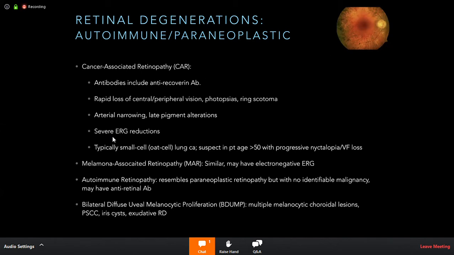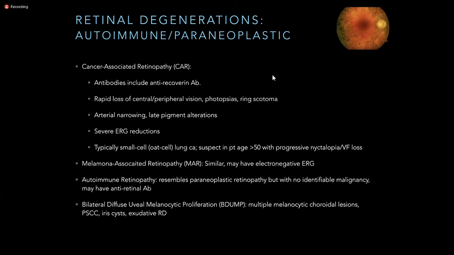Autoimmune retinopathy will resemble CAR and MAR, but in it, there's no identifiable malignancy, and patients may have antibodies. The final paraneoplastic condition that's mentioned in this chapter is BDUMP, or bilateral diffuse uveal melanocytic proliferation. These are patients who have multiple melanocytic choroidal lesions, posterior subcapsular cataracts, and they may also have iris cysts and an exudative RD.